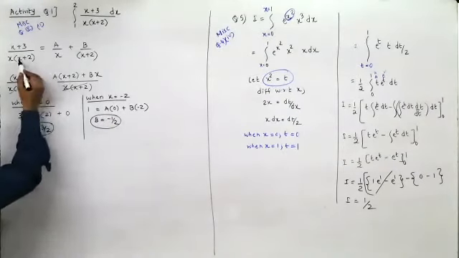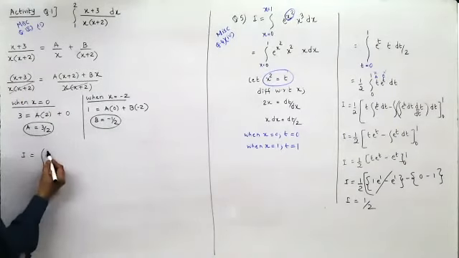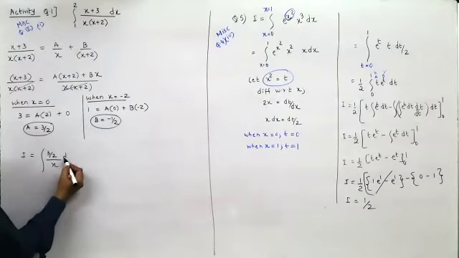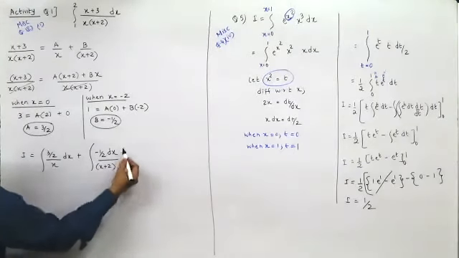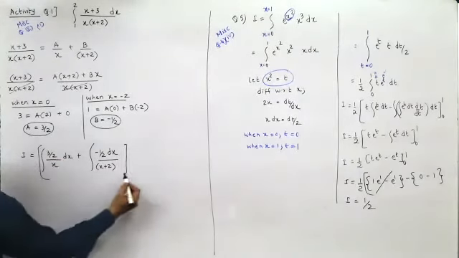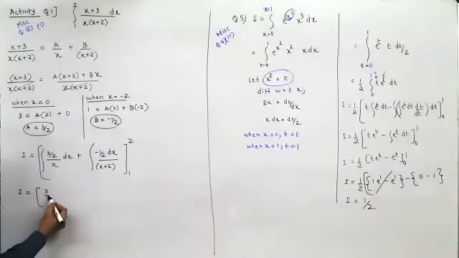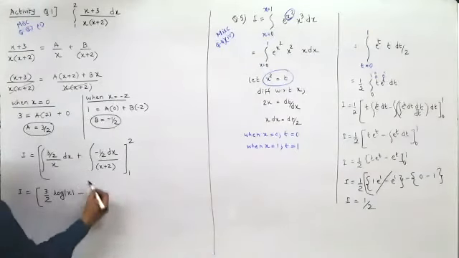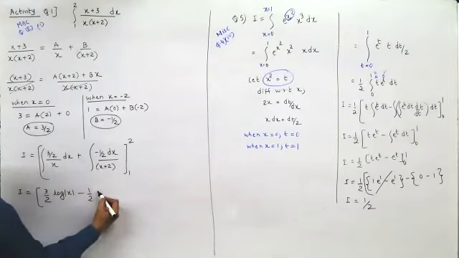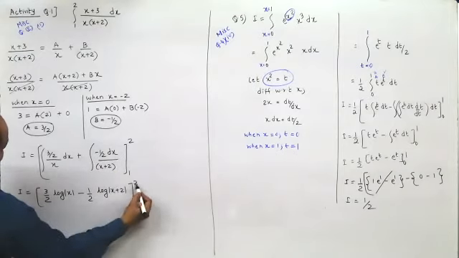So instead of this, I'll integrate these two. I'll get I equal to, instead of a, I'll write 3 by 2 upon x dx. Instead of b, I'll write minus half dx upon x plus 2. And here I'll write between 1 and 2. Take 3 by 2 out, integration of 1 by x is log x. Then I'll take minus half out, integration of 1 upon x plus 2 is log of x plus 2, between 1 and 2.